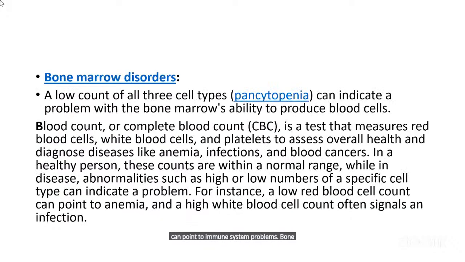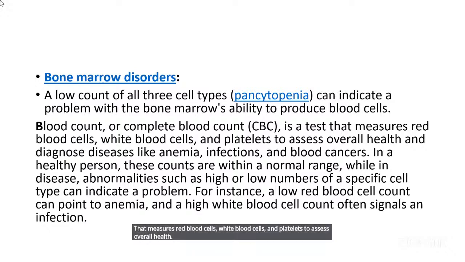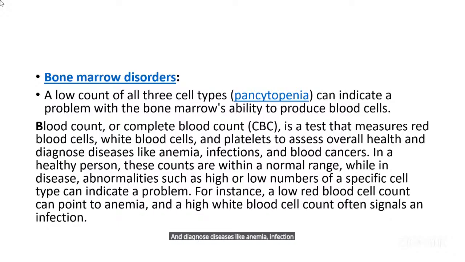Bone marrow disorders. A low count of all three cell types, which we call pancytopenia, can indicate a problem with the bone marrow's ability to produce blood cells. Blood count, or complete blood count, is a test that measures red blood cells, white blood cells, and platelets to assess overall health and diagnose disease like anemia, infection, and cancers. In a healthy person, these counts are normal, while in disease, abnormalities such as high or low numbers of a specific cell can indicate a problem.